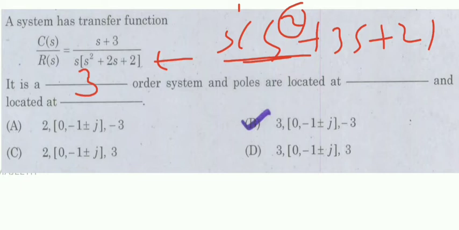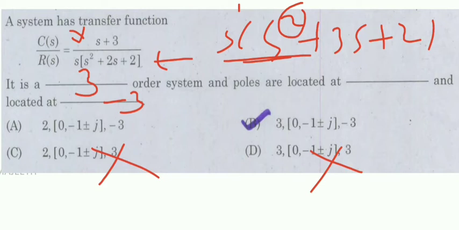And where are the poles and zeros of this system located? We know that a zero is a value of s in the transfer function which makes the total function 0. When you substitute s equal to minus 3, the total function C(s)/R(s) will become 0, because minus 3 plus 3 is 0. So my zero is located at minus 3. The only thing I have to find is the pole location. So these two options are wrong. We have only two choices, A and B.